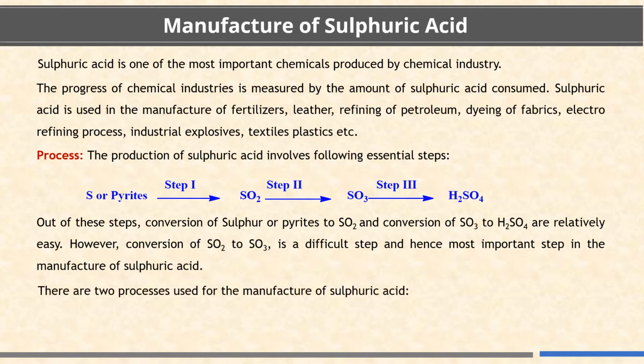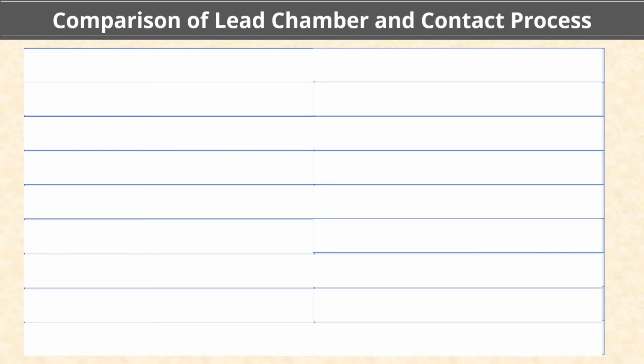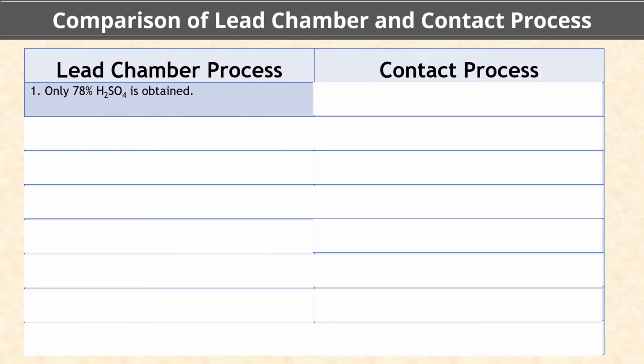Sulfuric acid is manufactured in two ways: lead chamber process and contact process. Let us consider the comparison between lead chamber process and contact process. In lead chamber process, 78% H2SO4 is obtained only. About 90 to 100% H2SO4 is obtained in contact process.